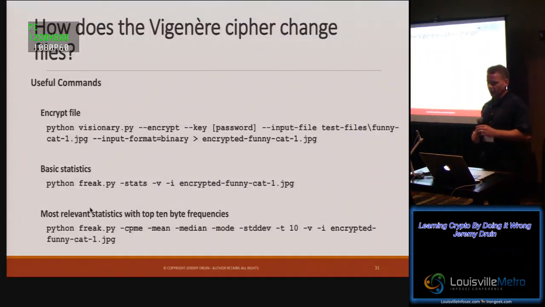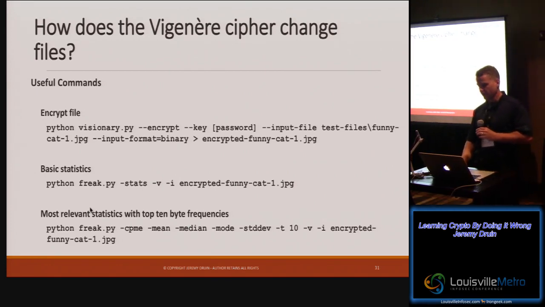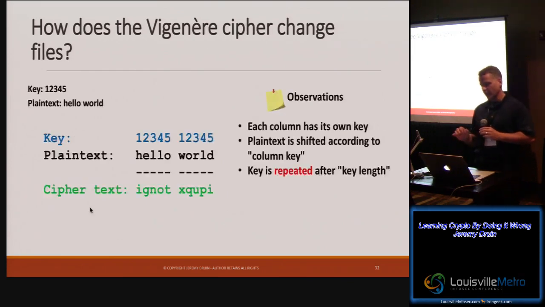Again, the commands that were used are all up on the GitHub site, but the idea is basically you can encrypt a file with Vigenère to do Vigenère encryption, and then we can run the statistics with the frequency analyzer freak.py. Just as a reminder, recall that the Vigenère cipher had a different key for each letter, but remember how the key repeated.